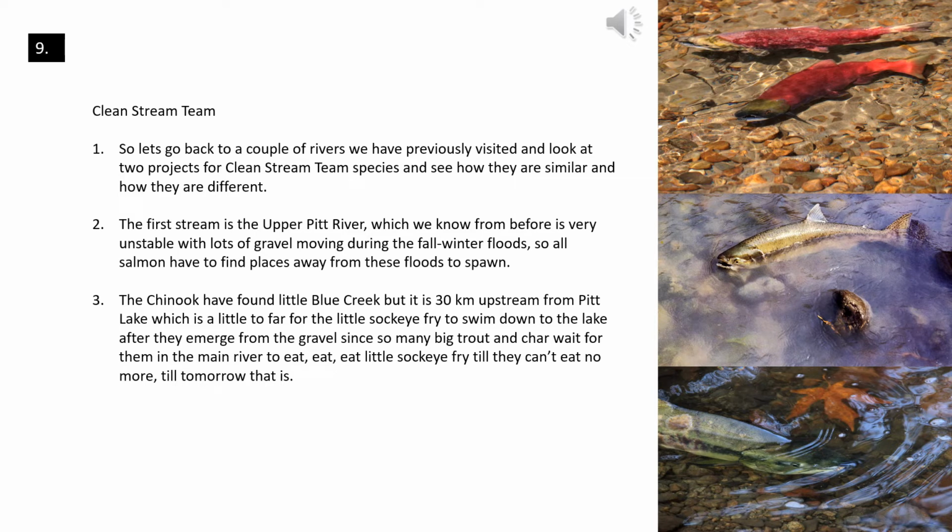Okay, so visualize you're a sockeye adult, you want to put your eggs in the gravel in a stable location, give them a fighting chance to survive the floods. And when they come out of the river in the spring, the river is low and clear. And if you know the Upper Pitt River, it's actually a trophy fishery for bull trout. It's a form of char.